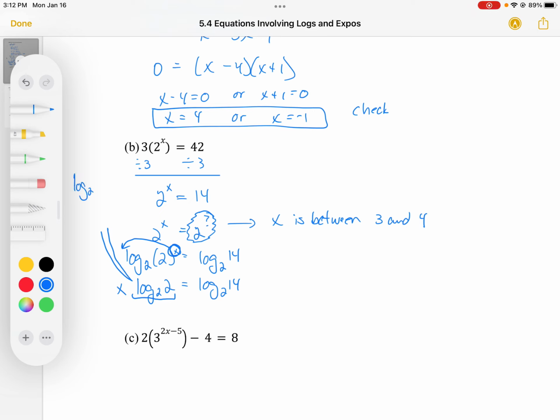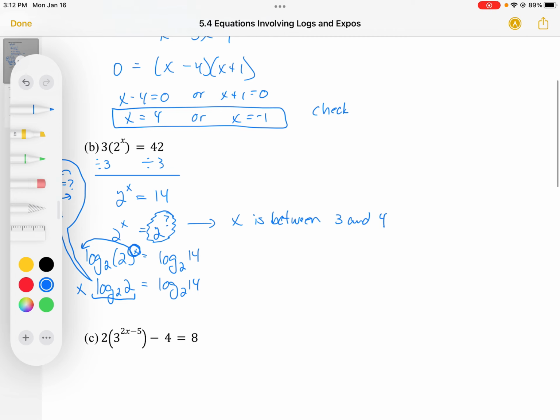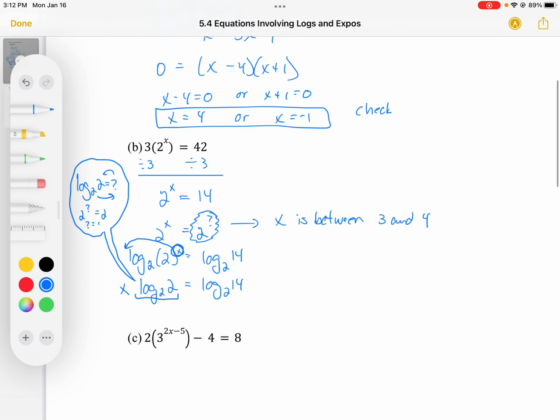Log base 2 of 2 is equal to what number? Well, if I write that in exponential form, we have 2 to what power is equal to 2? Well, that question mark has got to be equal to 1. So I can rewrite this, the left side is simply x times 1, or x.